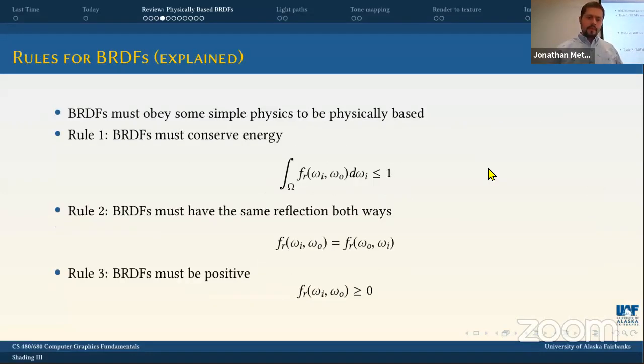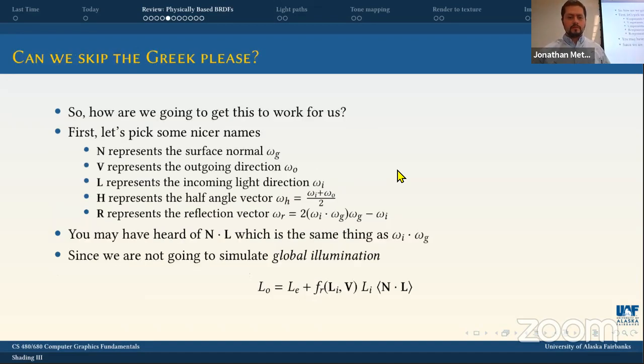Okay. Then we have 3 rules. BRDFs have to conserve energy. They have to have the same reflection both ways, and they have to be positive. All right. So positivity, Helmholtz reciprocity, and conservation of energy. That would be the other name to describe it.